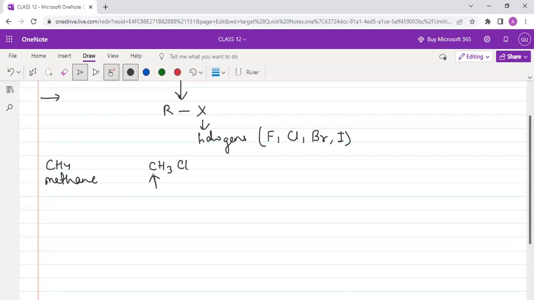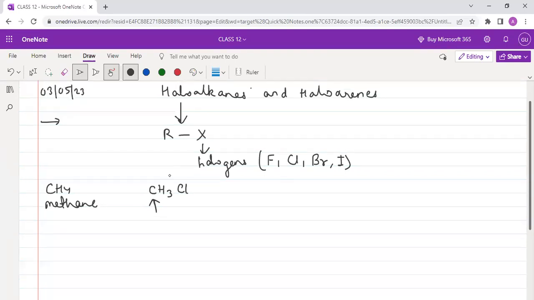Now tell me the hybridization of this carbon. I don't know. How many single bonds is this forming? It's forming three CH bonds and one CCl bond, right? Yes. So if it is forming four single bonds, the hybridization is sp3. So you have to remember that in haloalkanes, the hybridization of the carbon atom is sp3.